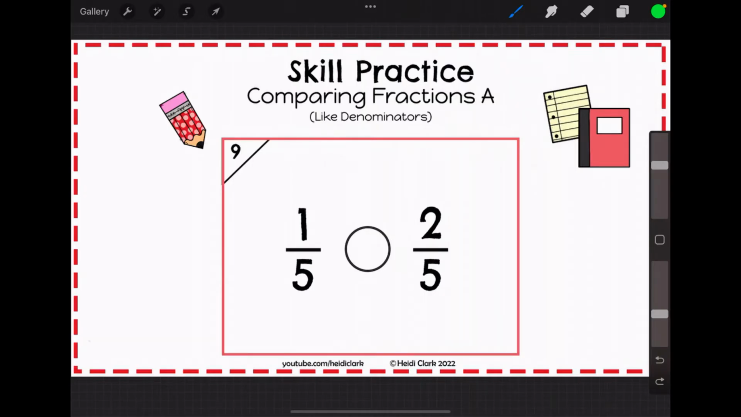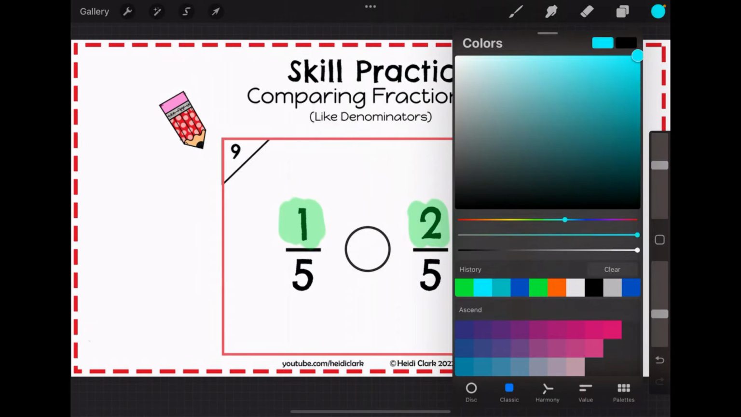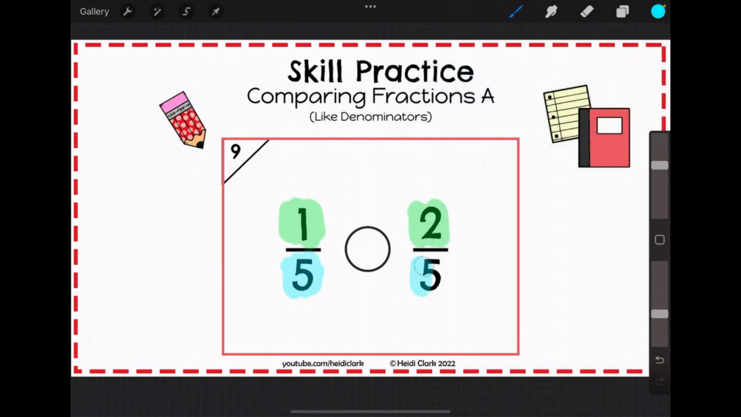Let's compare the fractions 1/5 and 2/5, and you're trying to figure out which one is bigger. Now remember, with fractions there's two parts. Every fraction has a numerator and every fraction also has a denominator, and it's important to know what each of those mean. The numerator is how many pieces you actually get.